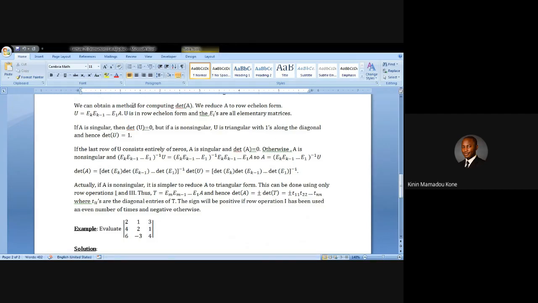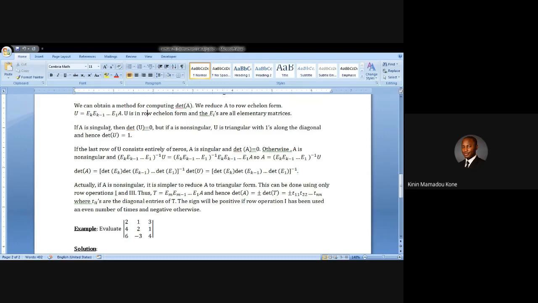So we can obtain a method for computing the determinant. Reduce A to a row echelon form. So you take your matrix A and transform it into a row echelon form. You obtain an upper triangular matrix, and that upper triangular matrix U is equal to the product of A multiplied by a couple of elementary row operations, where U is in row echelon form and the E sub i are the elementary matrices.